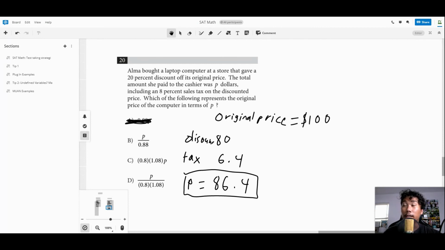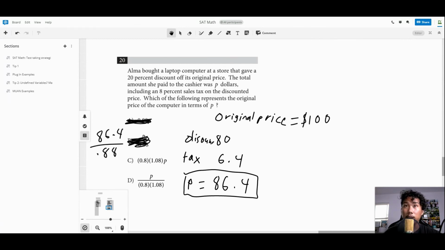Next, the answer choice is 86.4 divided by 0.88. So 86.4 divided by 0.88. Let me go ahead and write that on the side. That gives me $98.18. So B is wrong.